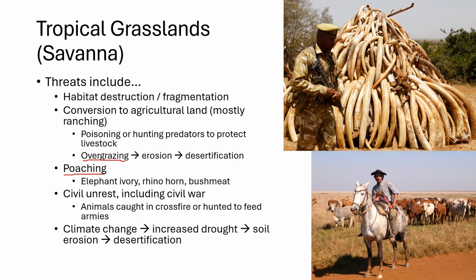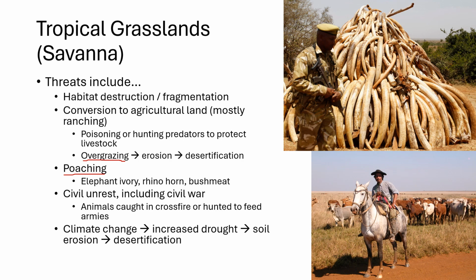Whenever you see a picture of this, imagine that each of these two tusks represents a single individual elephant. So this is dozens of elephants just piled up in that one picture. Civil unrest, including civil war, again, in Africa, in several countries over the past 100 years, there have been civil wars, civil unrest, and animals can get caught in the crossfire. They could be hunted for bushmeat to feed armies, and we can have habitat destruction of even national parks like Gorongosa National Park during a civil war.